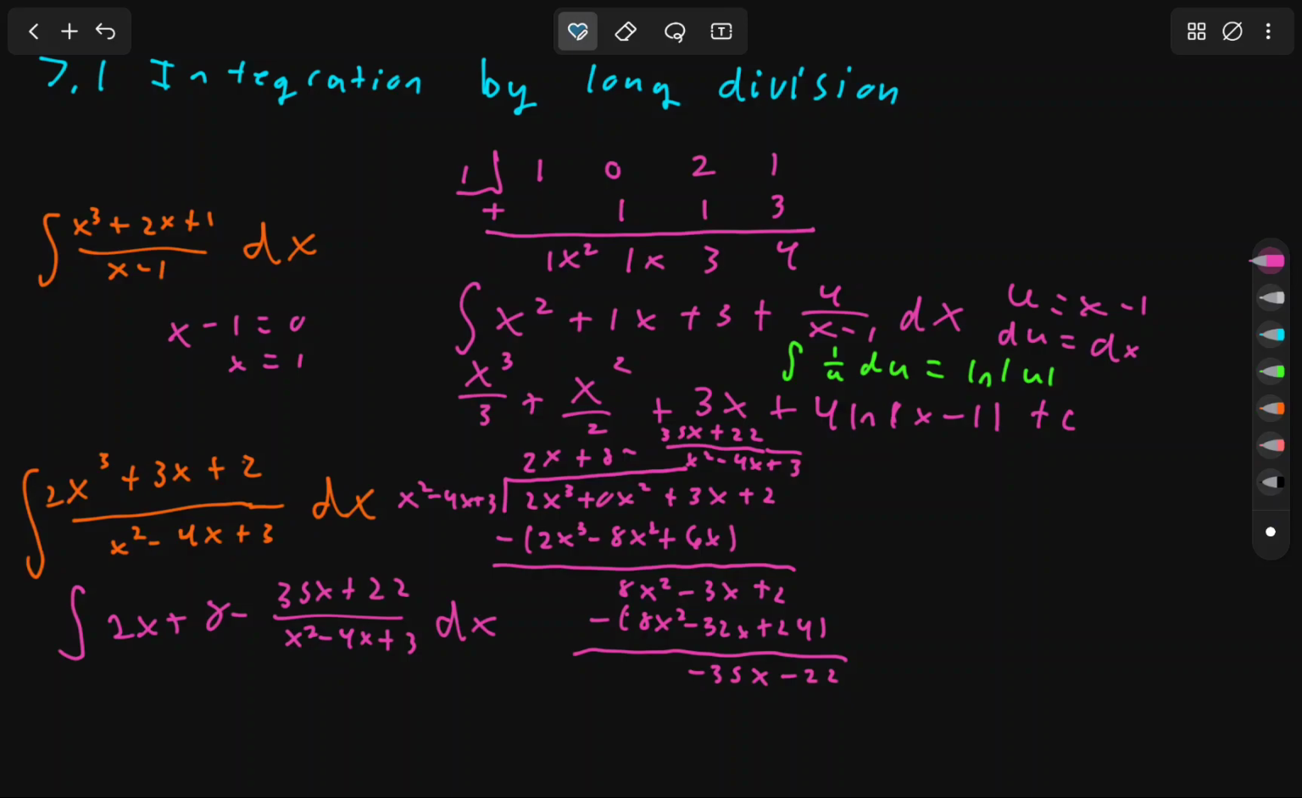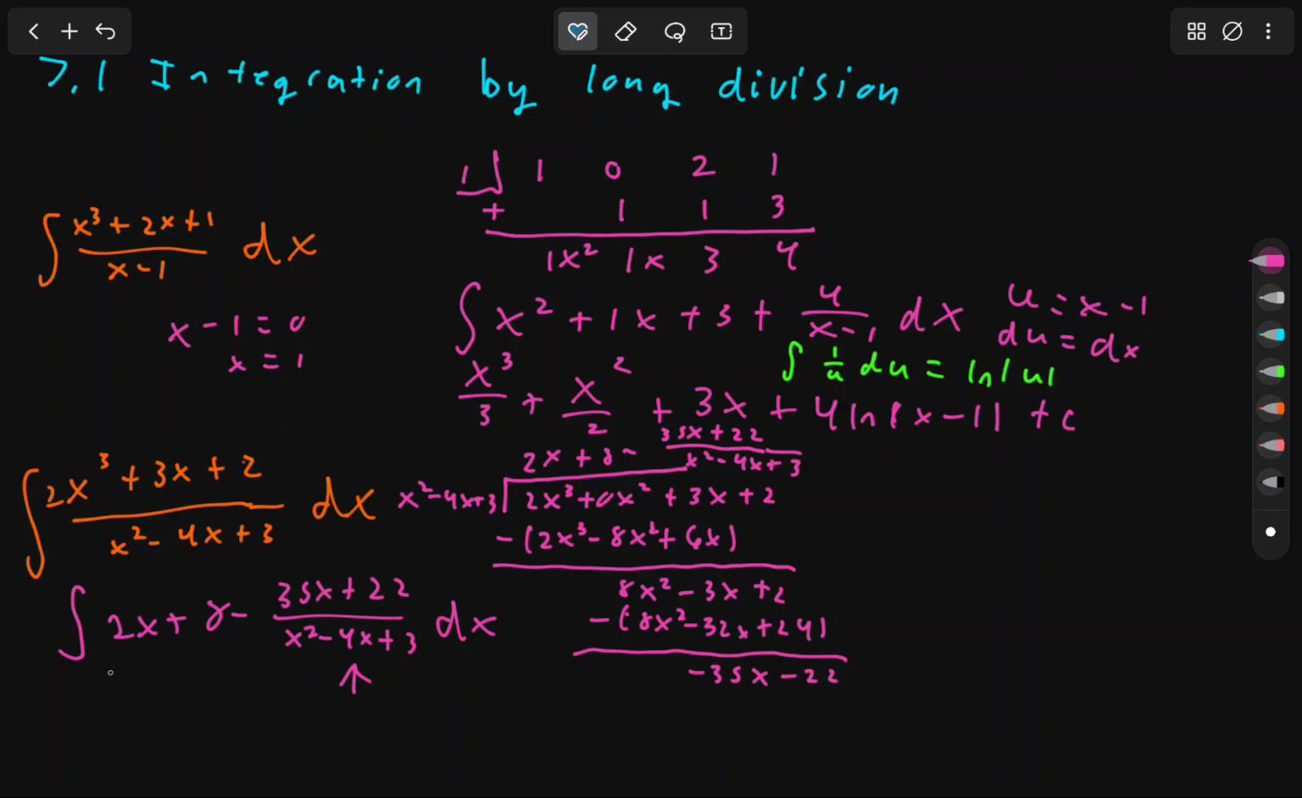Now, in theory, can we evaluate this part of the integral? And the answer is yes, but I'm not going to do it in this video. And the reason for that is it will require integration by partial fractions, which is going to be coming on later on in Chapter 7. But we can integrate this part over here.